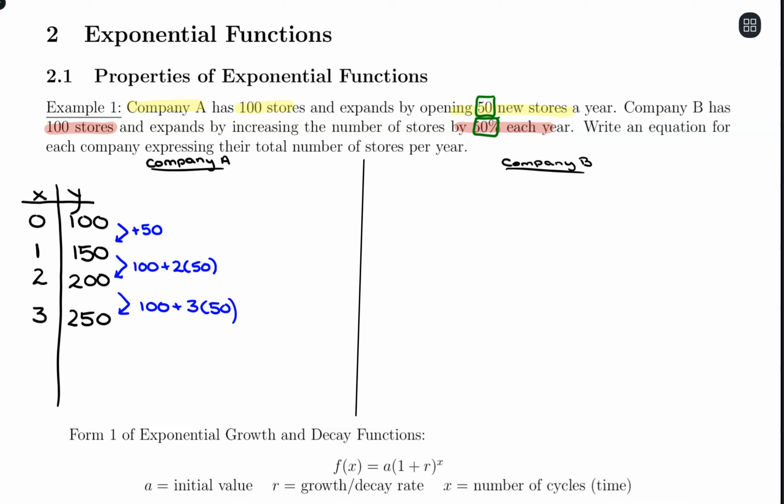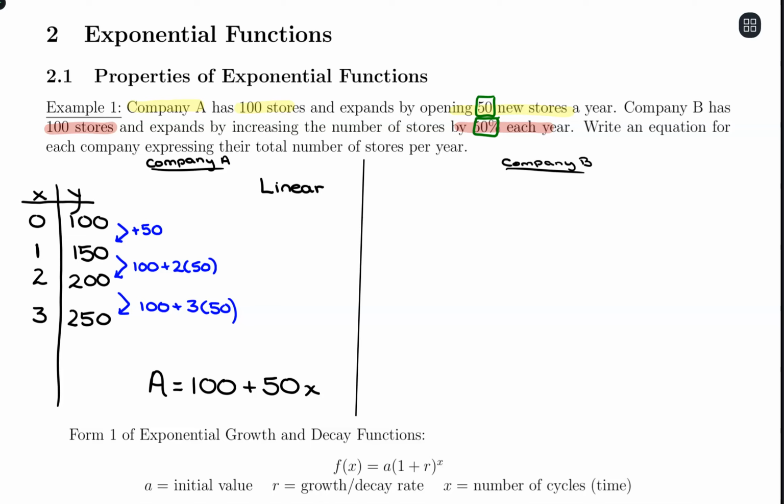And this is where we start seeing our linear behavior. We always have that fixed amount of 100, but then depending on how many years have passed, that's how many times we want to add 50. So this behavior right here is linear because that rate of change is coming from adding the same number over and over. So the amount of stores for company A, we would take 100 plus 50 times X, and that's how we would calculate it.